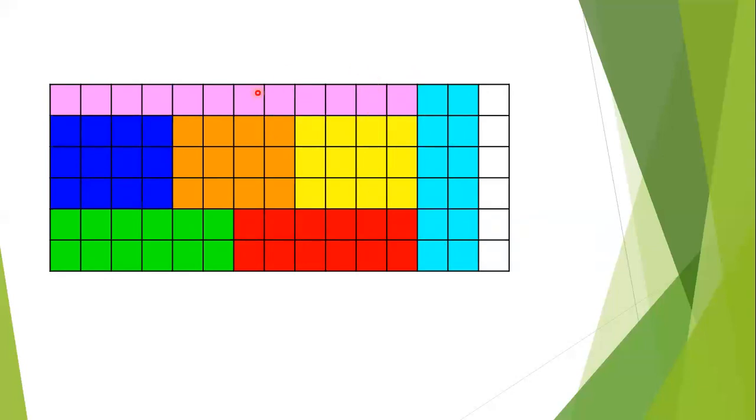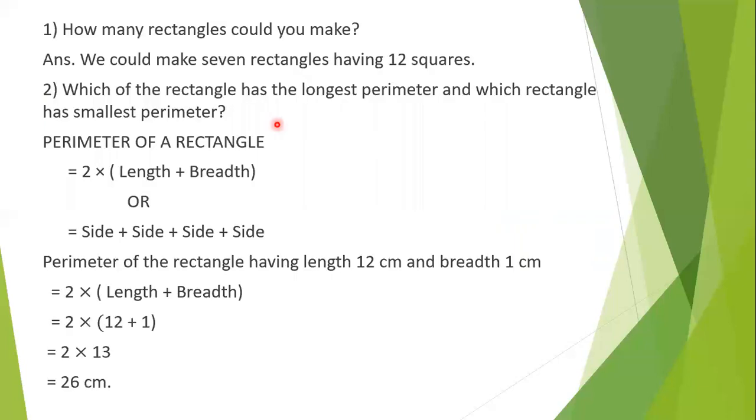In all this type, we are getting 7 rectangles having 12 squares. That is correct. But here we are getting 3 different types. So I am going to consider this arrangement only. Now we will see the questions. Our first question is, how many rectangles could you make? How many rectangles we made? We made 7 rectangles and each rectangle has 12 squares.